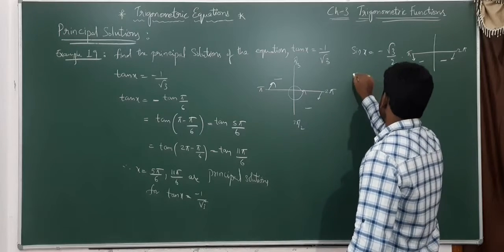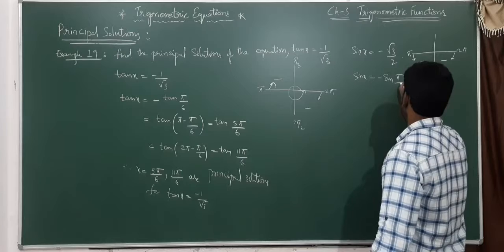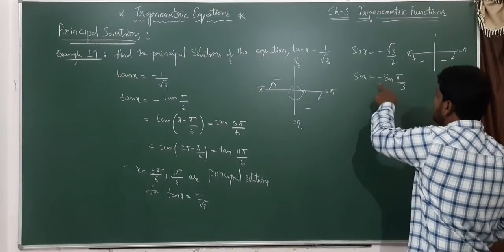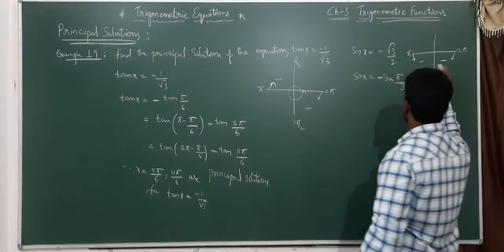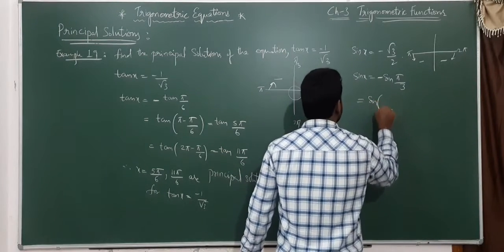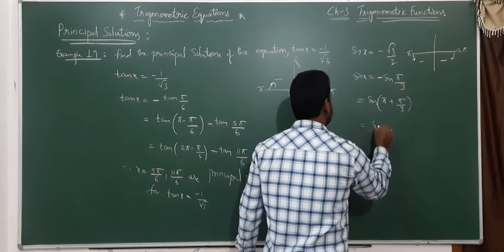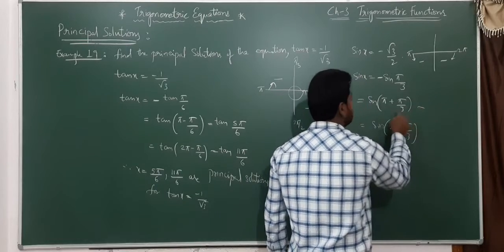Very easy. See here, sin x is equal to minus root 3 by 2, and root 3 by 2 means sin pi by 3. Here sin is negative, which means the third and fourth quadrants. Third means we write sin of pi plus pi by 3. Next, fourth means sin of 2 pi minus pi by 3.